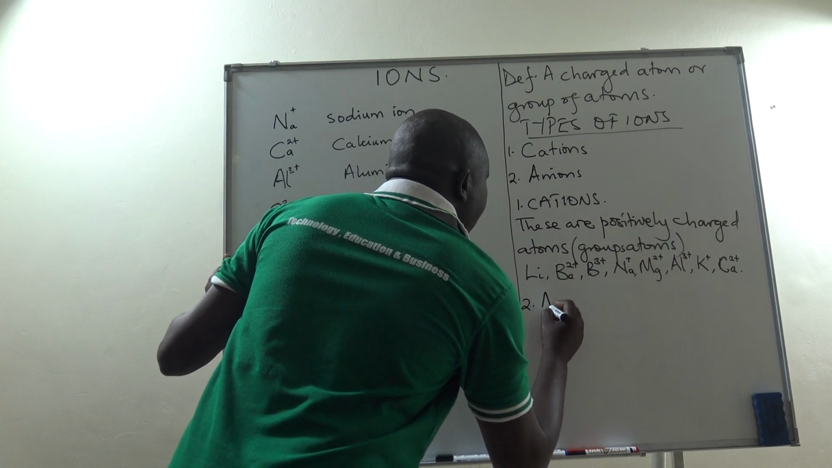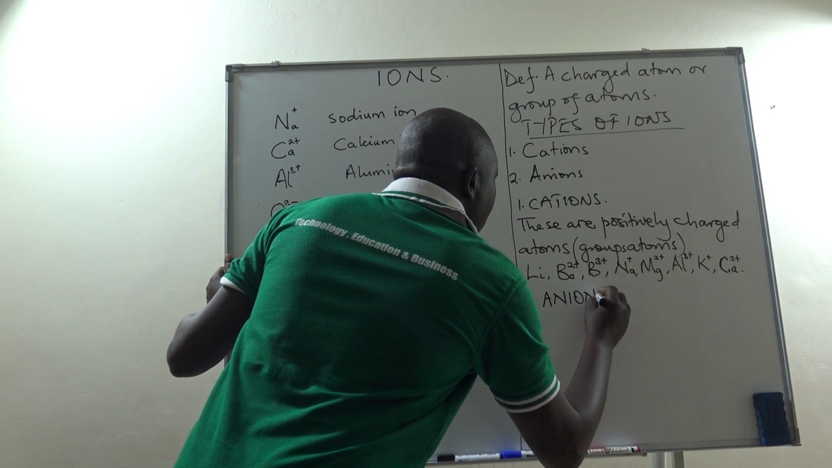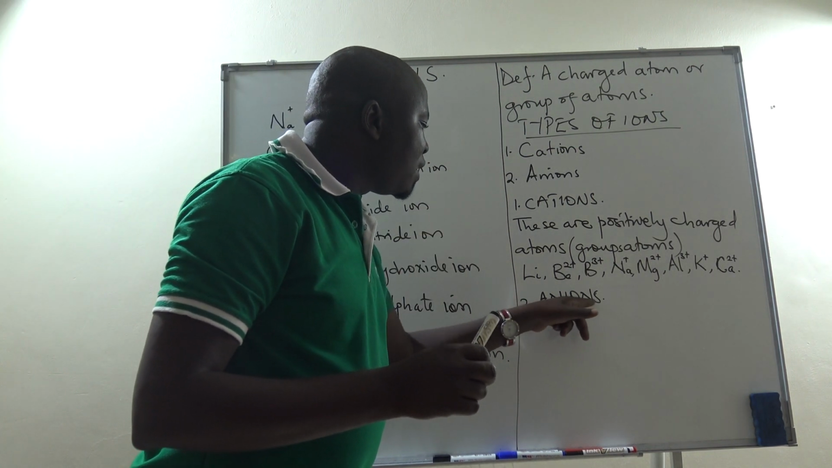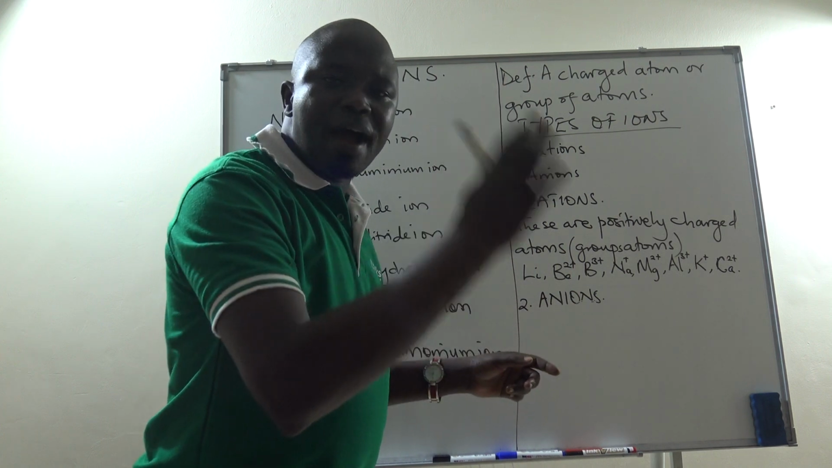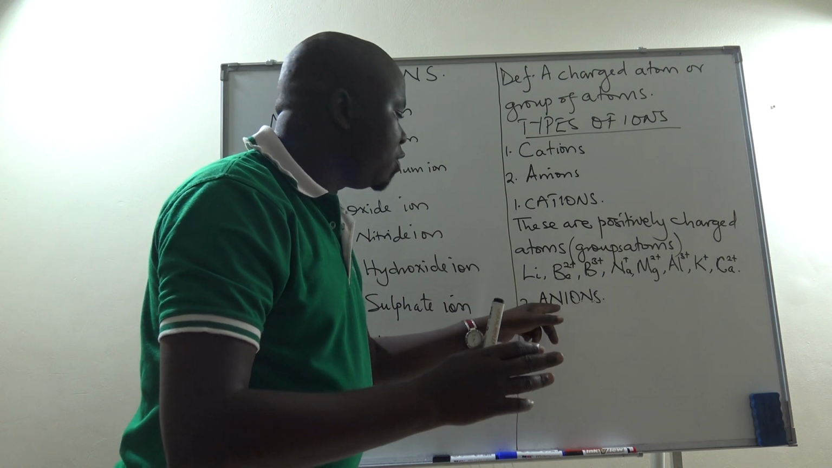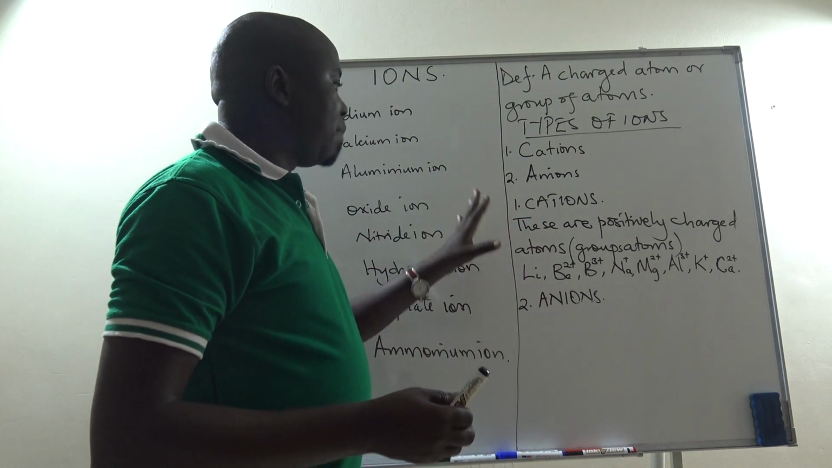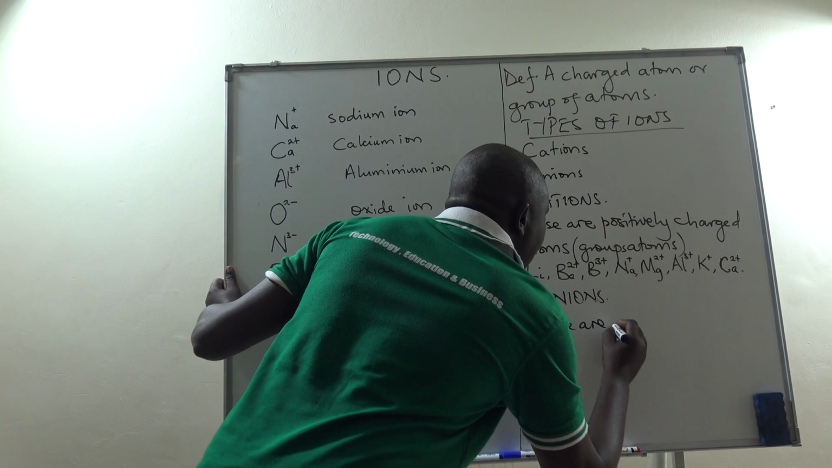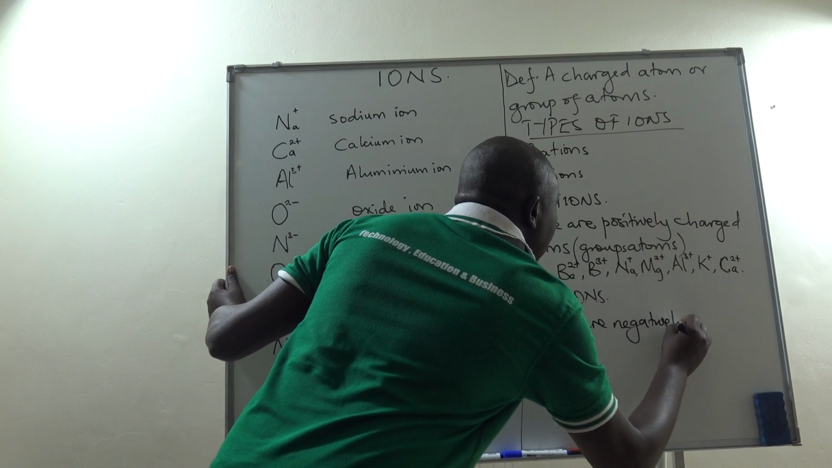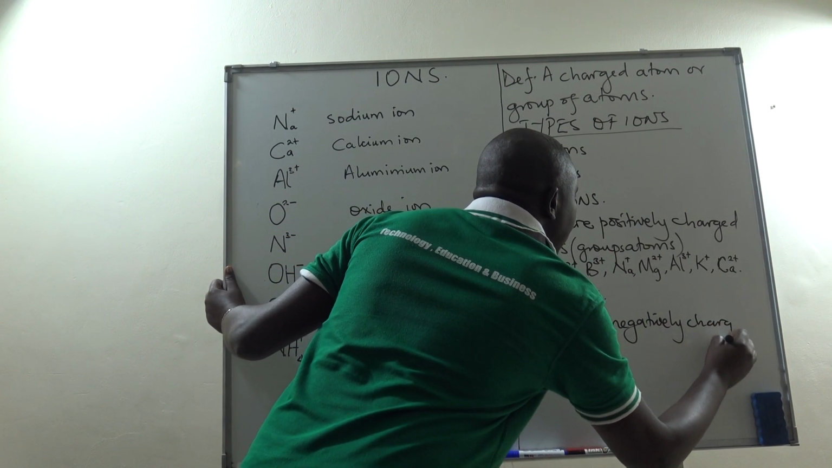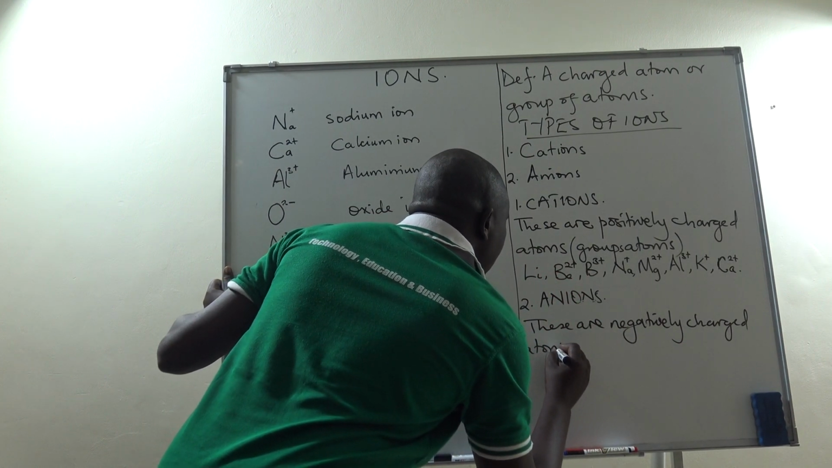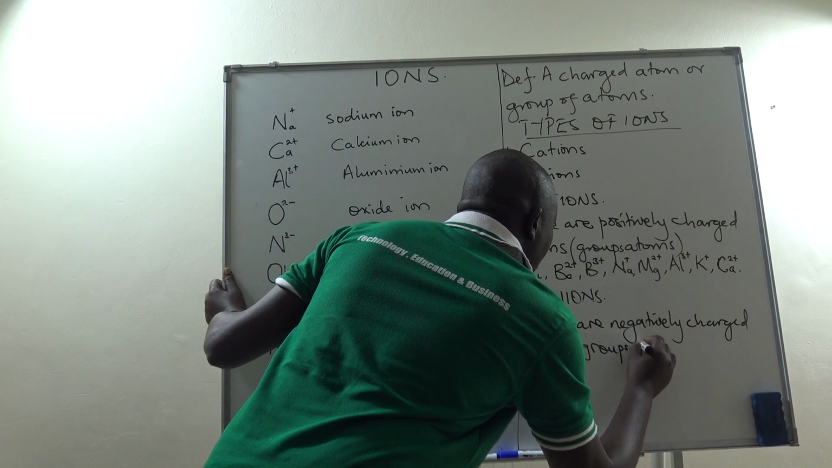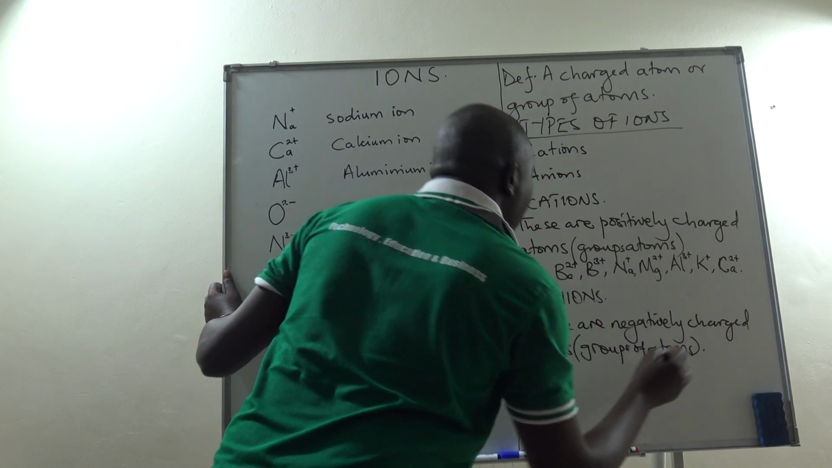Then let us also look at what we call the anions. The ions that during electrolysis migrate to the anode. But we are not discussing electrolysis here, but let us call them the anions. So these are negatively charged atoms, and for other consumptions we can also say that they are negatively charged groups of atoms. These are what we call the anions.